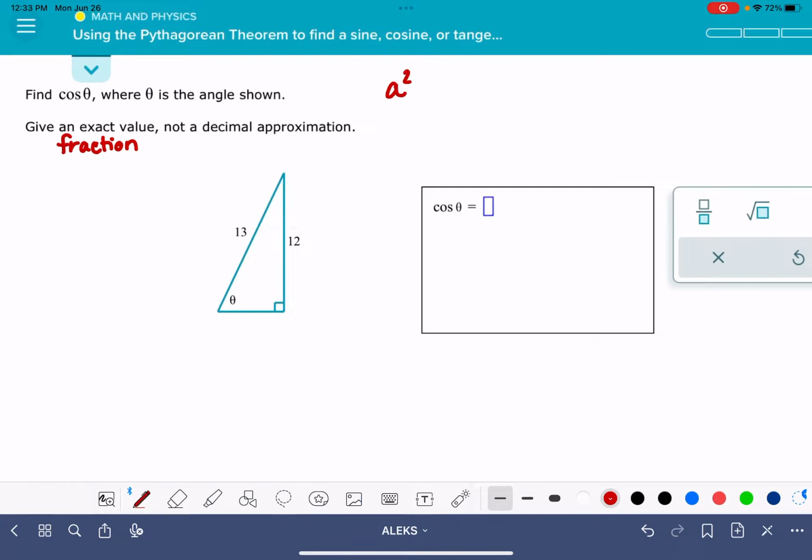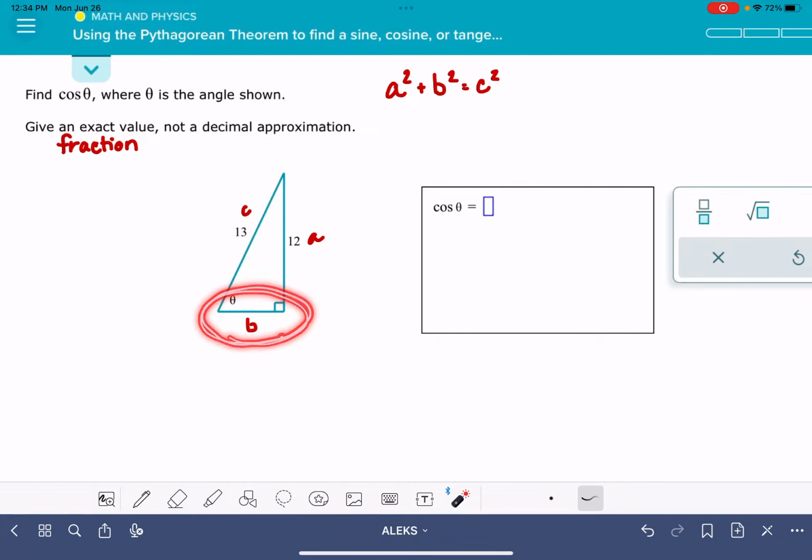The first is the Pythagorean theorem, a squared plus b squared equals c squared. In this equation, the long side of the triangle is the c squared. So in terms of the Pythagorean theorem, that's going to be my c side length. And then the other two side lengths are a and b, and it doesn't matter how you assign them. It could be either way. The two shorter sides are going to be a and b. So we're going to need to use that to help us calculate the side length for b.